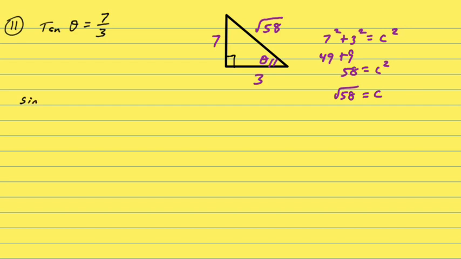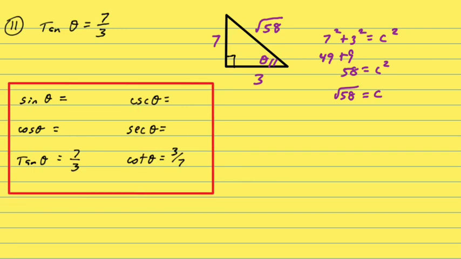Now, I want all the trig values. They give me the tangent to be 7 over 3. If you know what you're doing, that means the cotangent would be the reciprocal, 3 over 7. And the cosecant is the reciprocal of sine, and secant is the reciprocal of cosine. So in other words, if you set it up in this order, it can really help you.